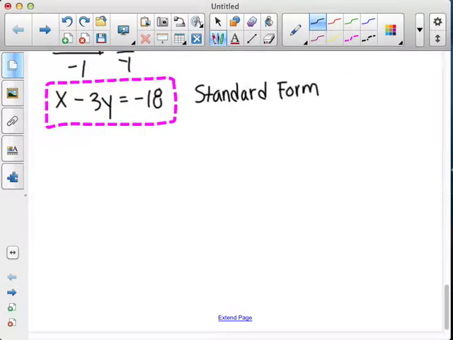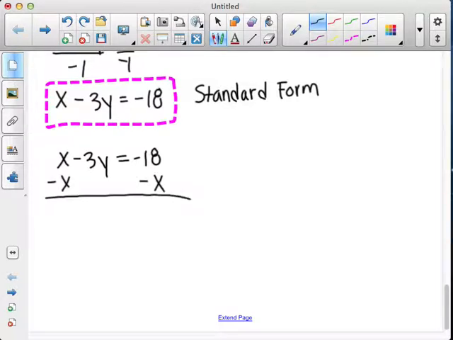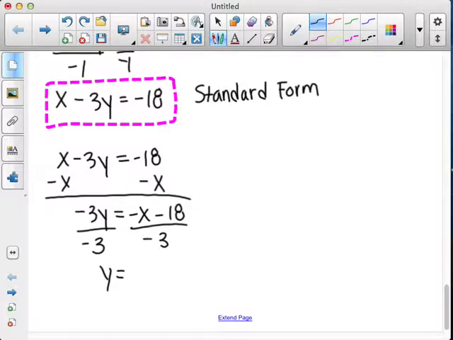And last but not least, I want slope-intercept form, so I'm going to isolate my y. X minus 3y equals negative 18. Subtract x, so I get negative 3y equals negative x minus 18. Divide by negative 3. Make sure you divide everything by negative 3. This becomes y equals positive x over 3 plus 6. And there's my answer in slope-intercept form.